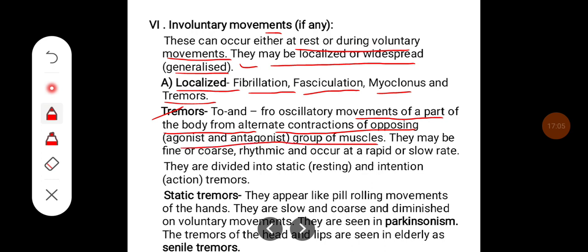They may be fine or coarse, rhythmic, and occur at a rapid or slow rate. They are divided into static or resting and intentional or action tremors. Static tremors appear like pill rolling movements of the hands. They are slow and coarse and diminish on voluntary movements. They are seen in Parkinsonism. Tremors of the head and lips are also seen in the elderly. They are called senile tremors.